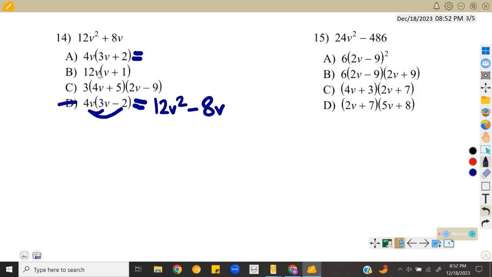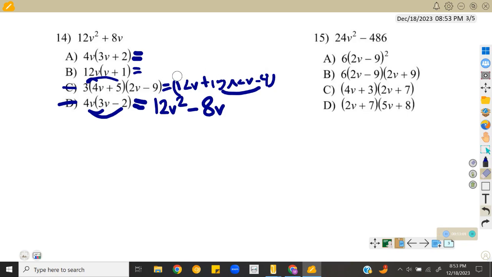Then we could try this one. We could see that 3 times 4v would give me a new expression, 12v. And then if I do 3 times 5, that's going to give me plus 15. Now I'd have to take this and multiply that by the 2v minus 9. And if I multiply this, eventually I'm going to have to do 15 times negative 9. That's just going to be a number, a constant value, and we don't have any constants in this expression. So like I said earlier, we should be able to rule that one out pretty quickly.